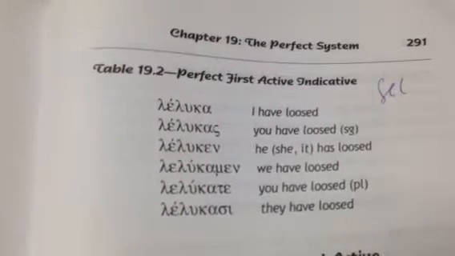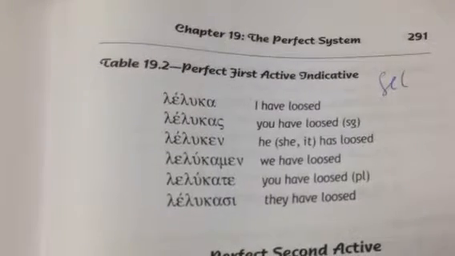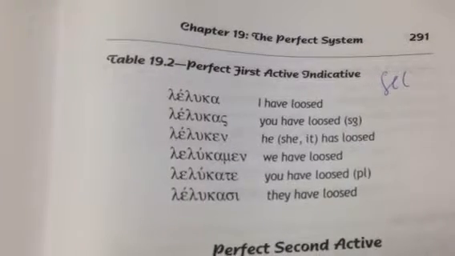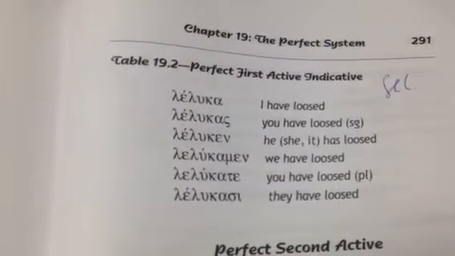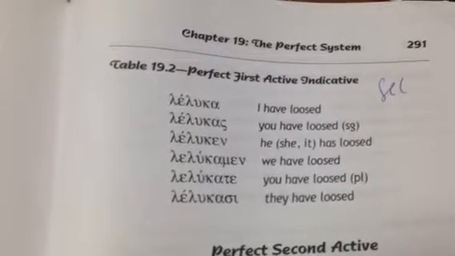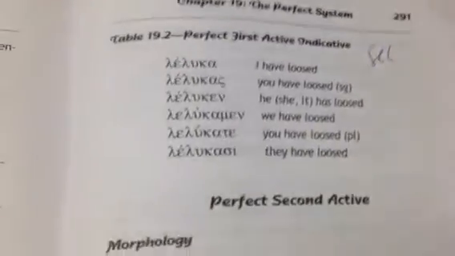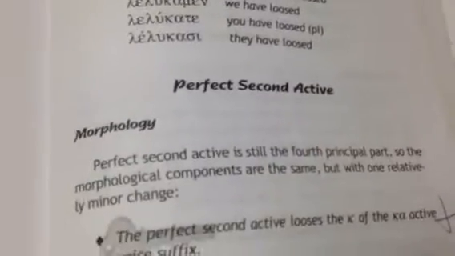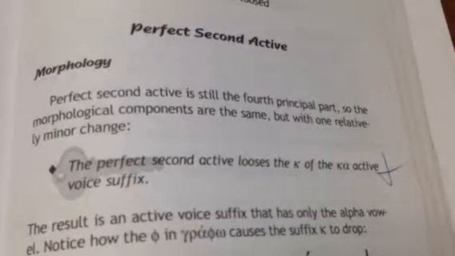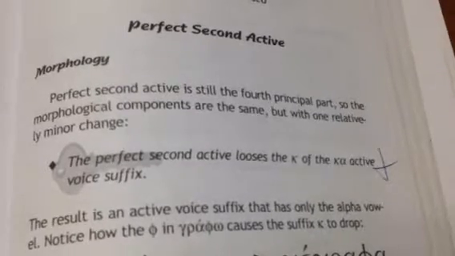So we say perfect first active indicative because it's a voice suffix, and so we add first or second when it gets to the voice suffix. And there, we say I have loosed. So it renders it in the present, if you will, in an active form, but gives the feeling of completed action. Now we also have a perfect second active, and you feel it coming. We drop the kappa, just like you drop the theta of the theta eta. Okay, so the perfect second active loses the kappa of the kappa alpha active voice suffix.